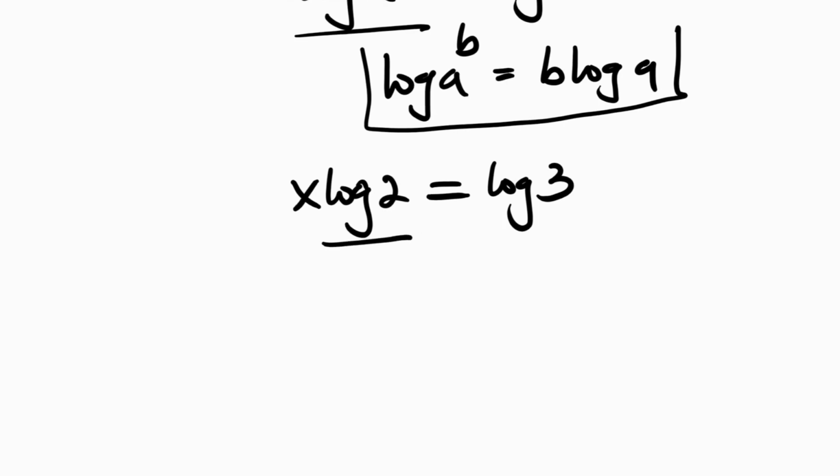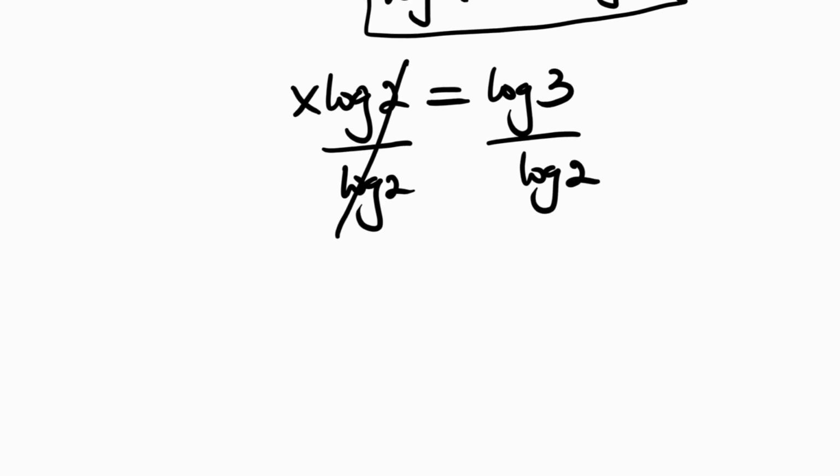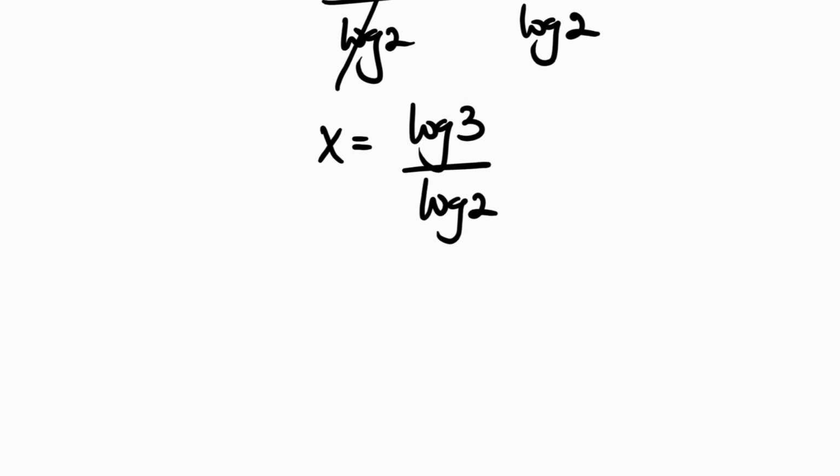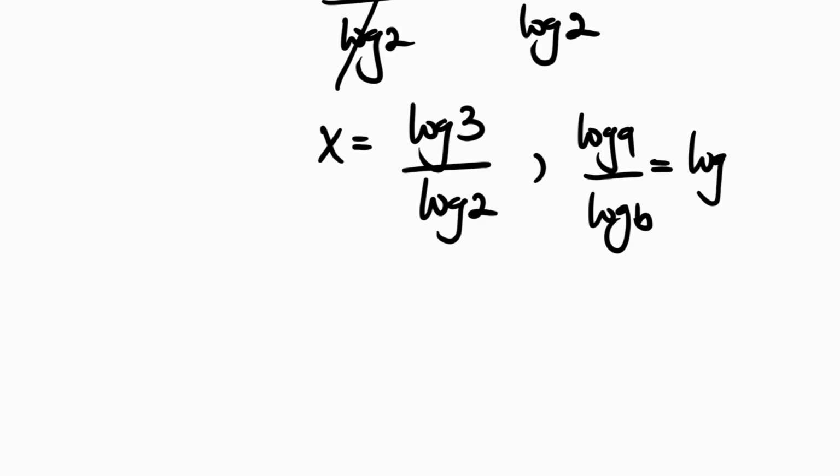To find x, we'll divide both sides by log 2. That cancels out. We have x equals log of 3 divided by log of 2. Now, we know that log of a over log of b is equal to log of a base b.